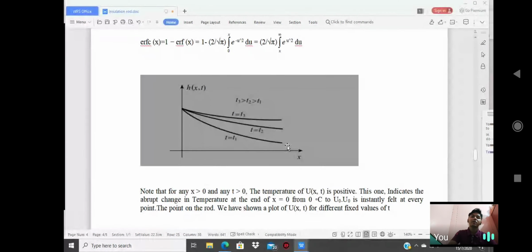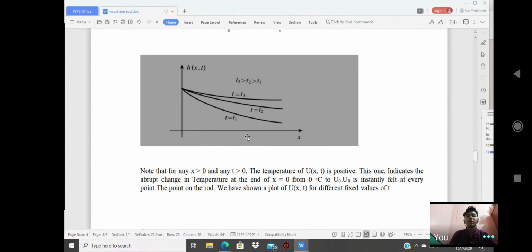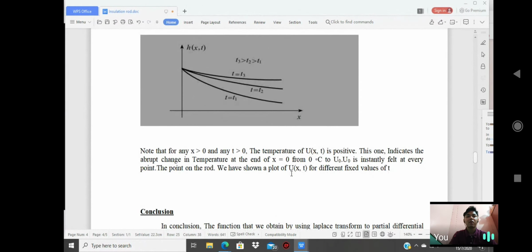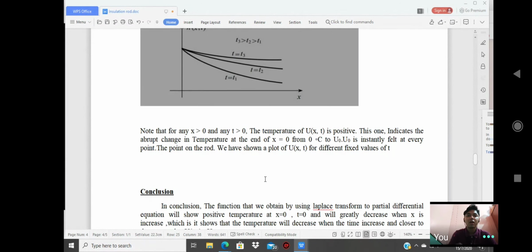When we make a graph, we choose different times, which are time 1, time 2 and time 3. We will see that when x is 0 and t is 0, the temperature will be positive, and this indicates the abrupt change in temperature at the end x equal to 0 from 0 Celsius to U naught, and U naught is instantly felt at every point. The points on the rod have shown a plot of u as a function of x for different fixed values of t.